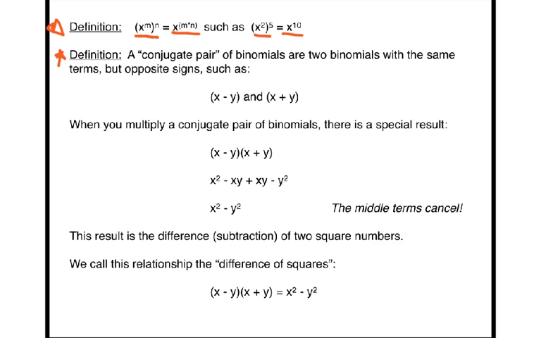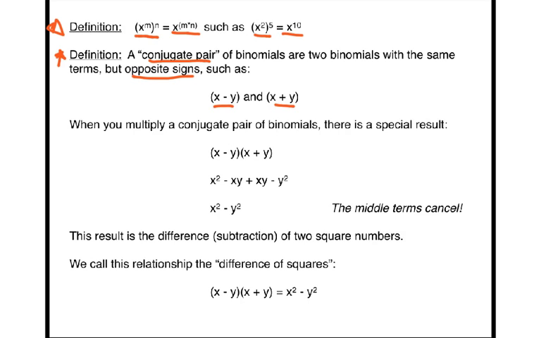Another useful definition is a conjugate pair. A conjugate pair of binomials are two binomials with the same terms but opposite signs, such as x minus y and x plus y. When you multiply a conjugate pair of binomials, there is a special result.